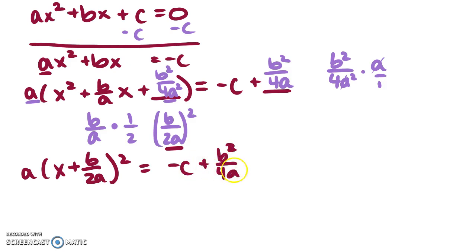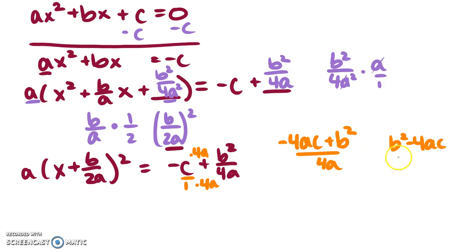Instead of having two terms here, let's try to get it to be all one term. So we'll have to add these together. In order to do that, we're going to have to get common denominators, which is 4a. So you're multiplying the top and the bottom by 4a. I'll show that on the side. When you multiply those together, you'll have negative 4ac plus b squared all over 4a. Most people don't really like to have a negative out in front. They prefer the squared variable first, so we're going to write it as b squared minus 4ac over 4a.